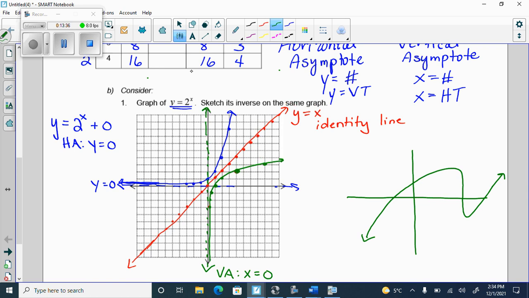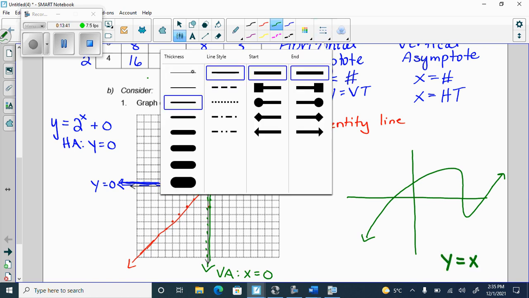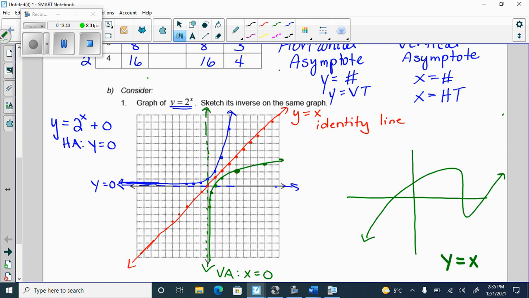If it reflects in the line y equals x, or I say it reflects in the identity line, or I say it's an inverse graph, well, you would actually need the scale, which I did not give. But let's pretend that this is the line y equals x. I would just sketch it. It's totally straight. Don't judge me. How many times did it cross?